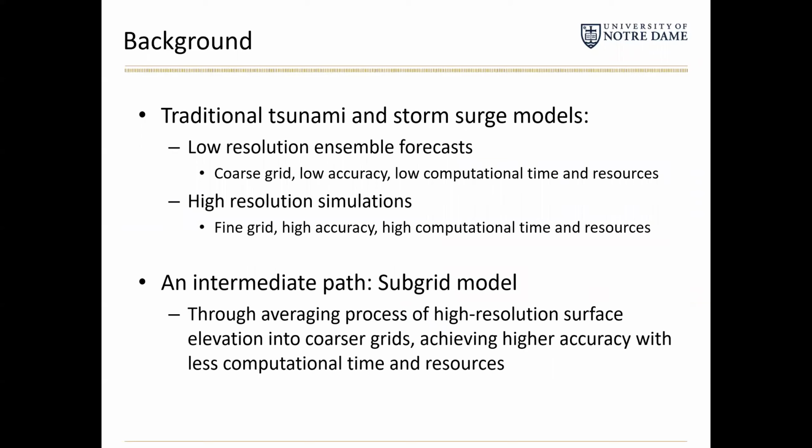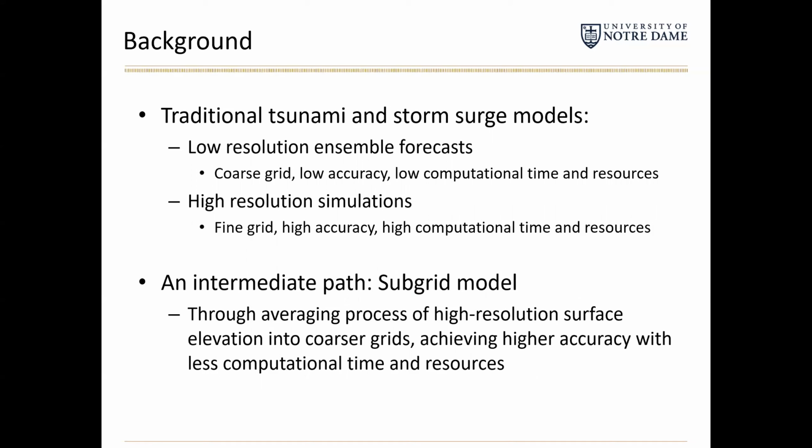For the numerical models studying the tsunami and storm surge inundations, traditionally there are two different branches. The first one is low-resolution simple forecasts, using a coarse grid for the topography input. The accuracy of the low-resolution models can be low, but they are easier to run as they require less computational resources and generate results in a relatively short period of time. On the other hand, there are also high-resolution simulations using finer grids, which can provide results with much higher accuracy. But those models usually run on large parallel computing systems and may take several days.